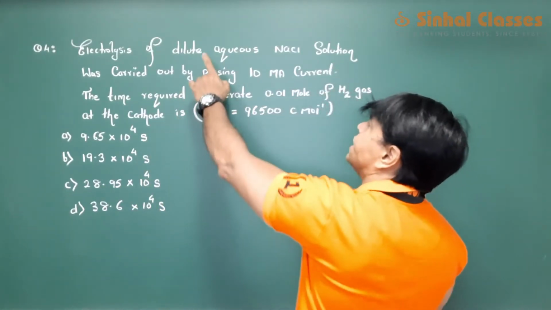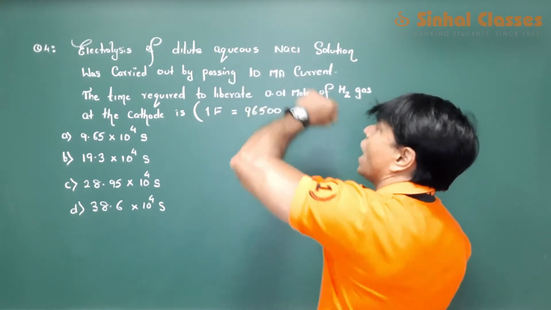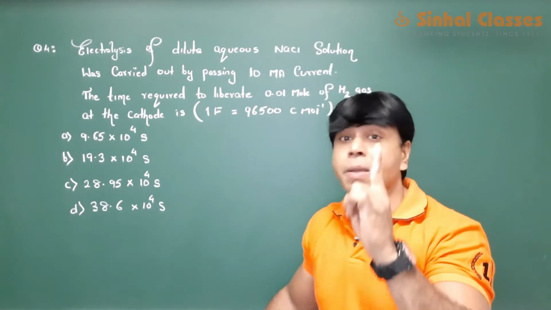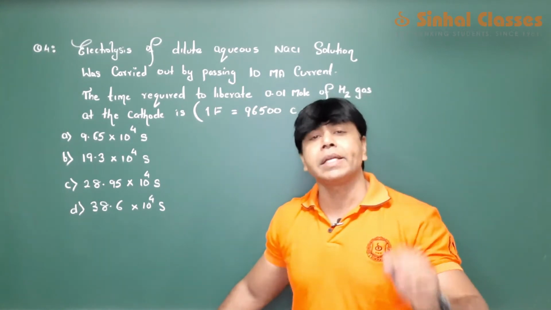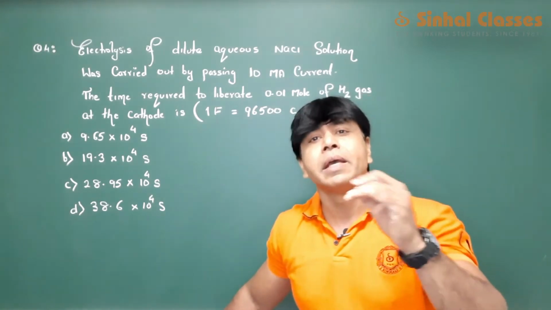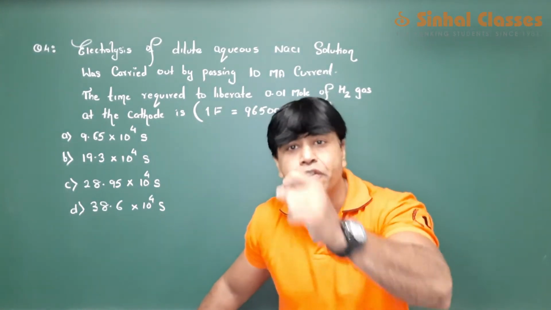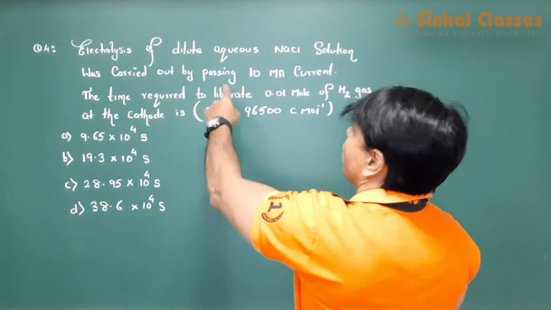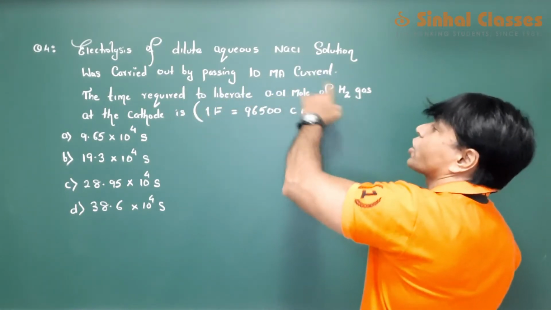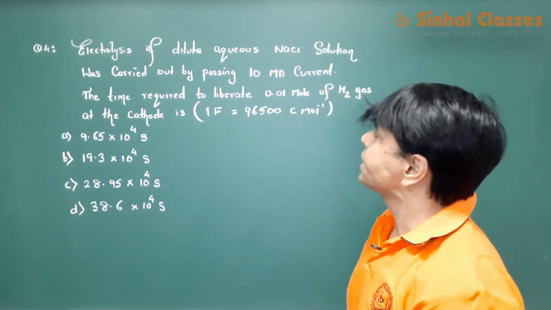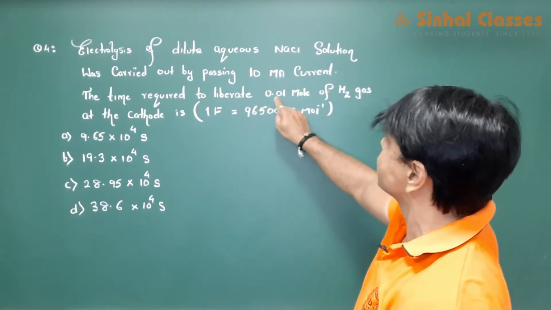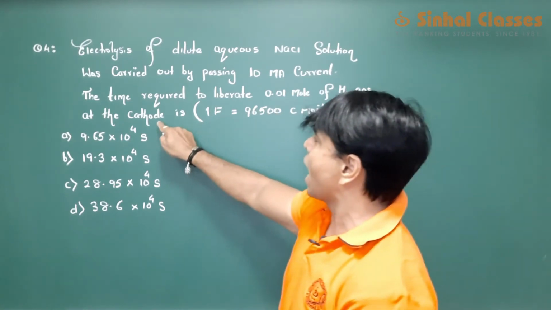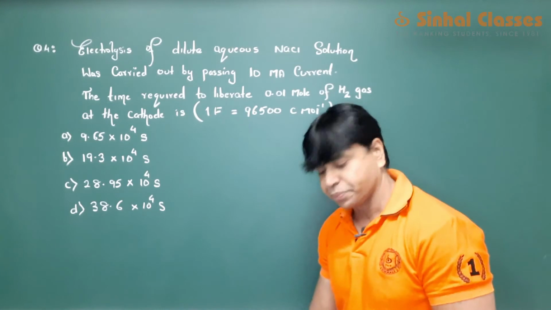Electrolysis of dilute aqueous NaCl. Remember, solid NaCl is a bad conductor. Electrolysis of sodium chloride can be carried out either in the fused state or aqueous. It was carried out by passing 10 milliampere current. The time required to liberate 0.01 mole of hydrogen gas at the cathode is.